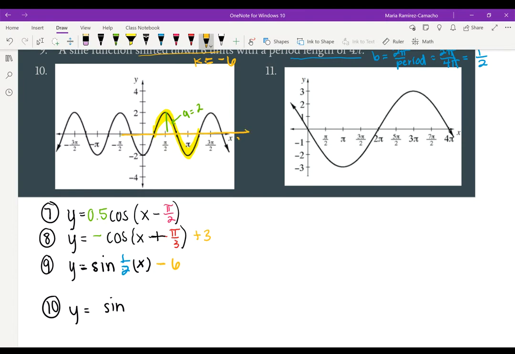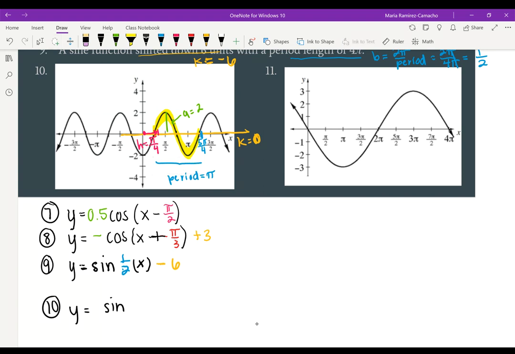Okay, our amplitude would be 2. Our midline, 0. Our horizontal shift, let's see, halfway between 0 and pi over 2 would just be pi over 4. And then the length of one period, since we're starting at pi over 4 and ending right here at 5 pi over 4, that period would be pi.